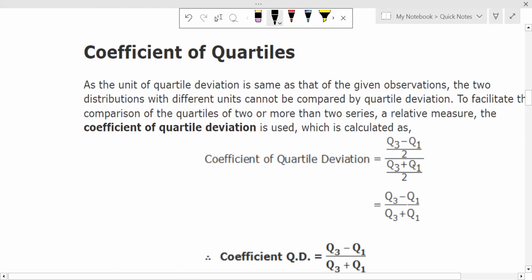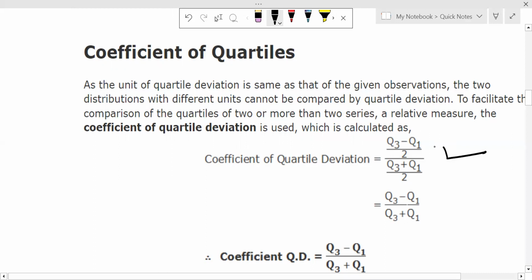That is Q3 minus Q1. The unit of quartile deviation is the same as that of the given observations. Two distributions with different units cannot be compared by the quartile deviation. To facilitate the comparison of the quartile deviation of two series, we use a relative measure, the coefficient of quartile deviation.